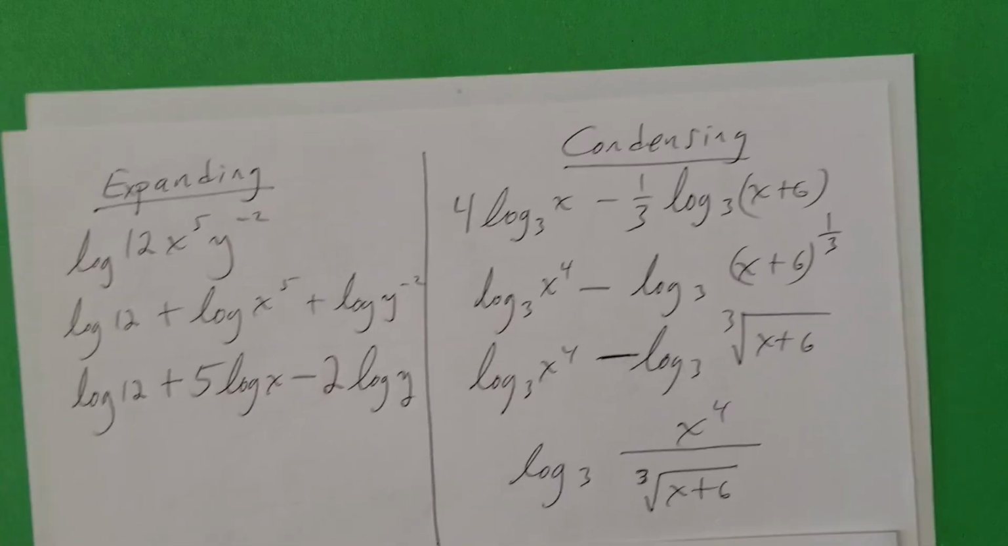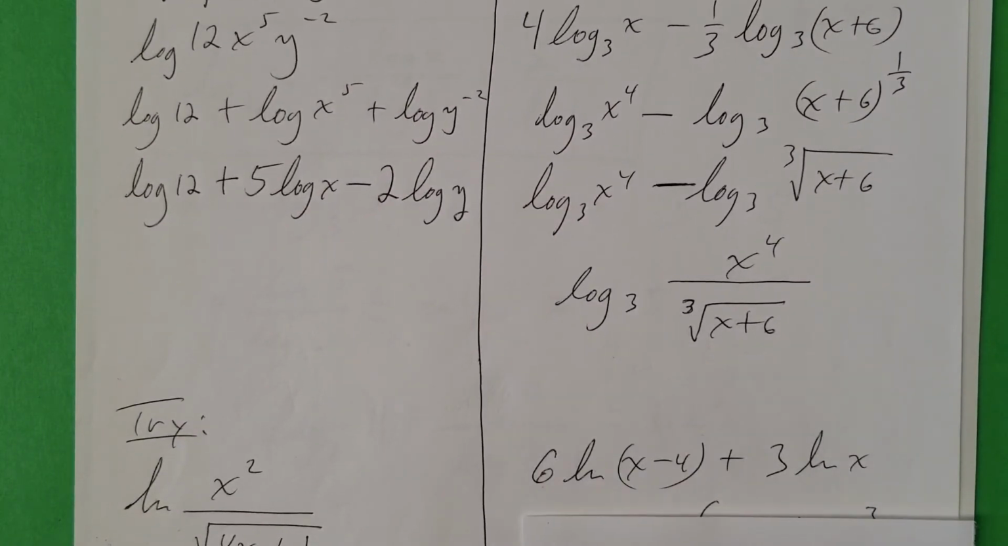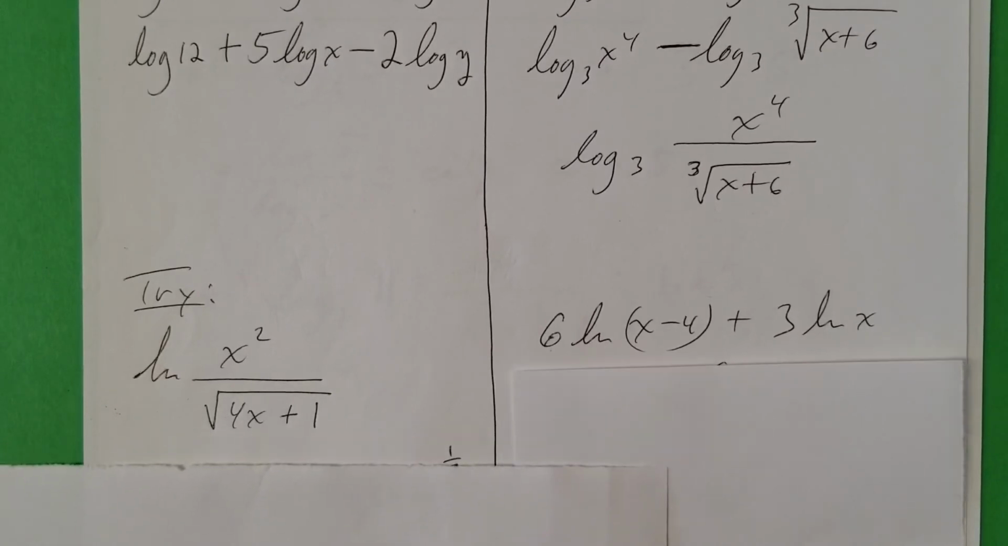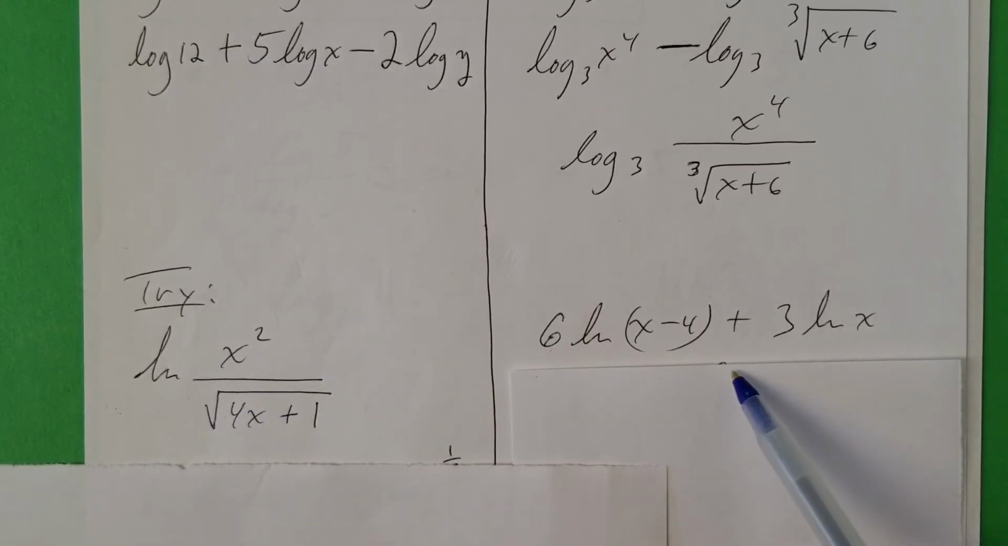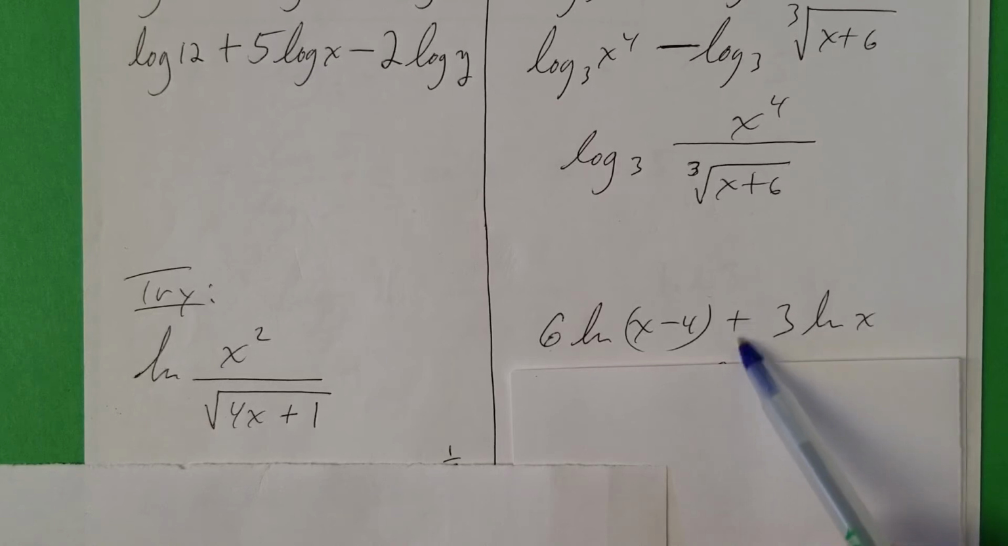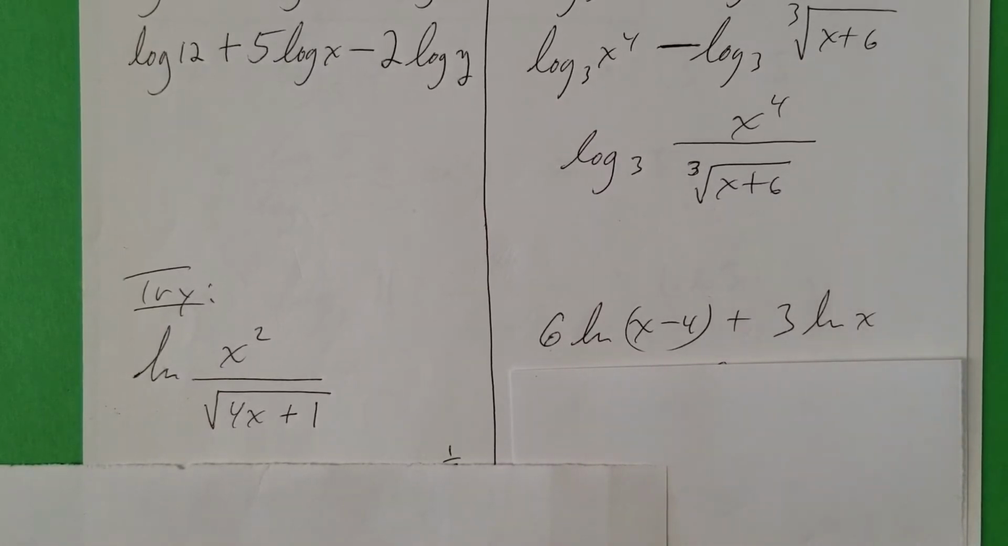So why don't you try a couple of problems. Try these two problems. Try expanding this problem. I'll tell you right now, this is division, so there's a minus involved. Try condensing this problem. I'll tell you right now, this is plus, so there's multiplication involved. Okay? All right.